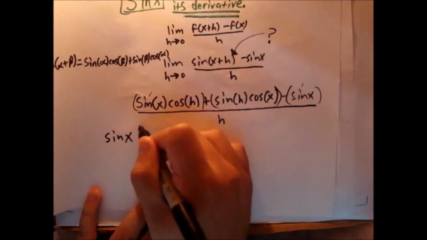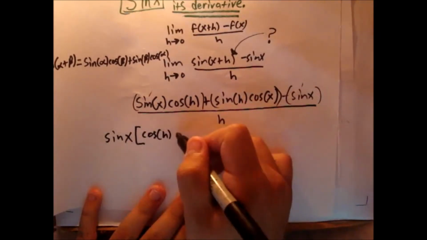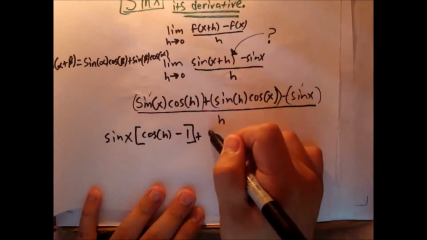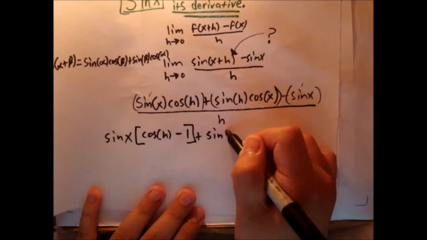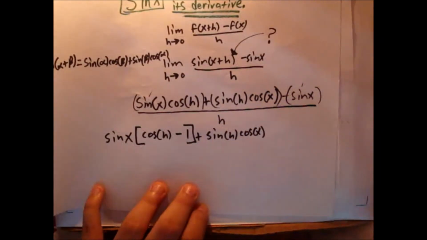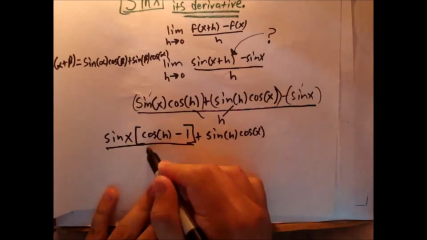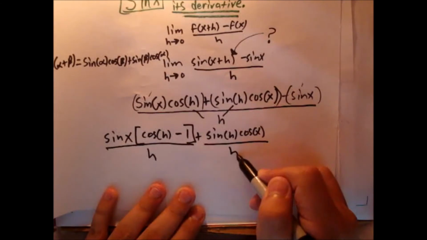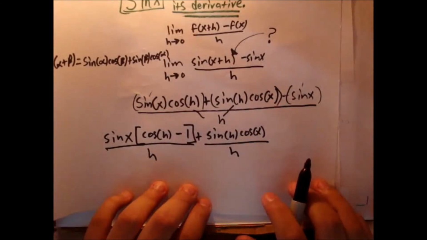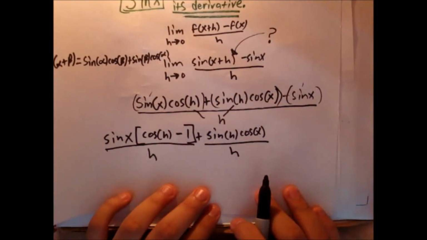So we have sine of x, and we're left with cos of h. Remember, we factored out sine of x. Minus 1, because it's minus sine x. Plus, and then what do we have left over? Sine h cosine x. Alright, good. And we're just going to divide by h, because now we have two terms. So this is divided by h, and this is divided by h. Now, if you remember, the top is the same thing. All I did was factor sine of x out.